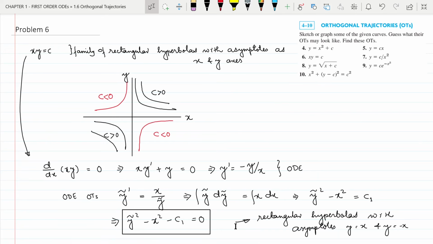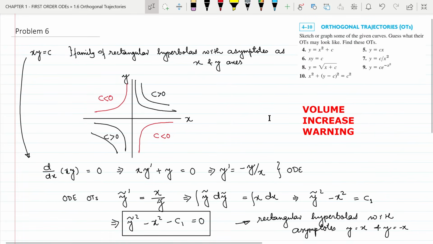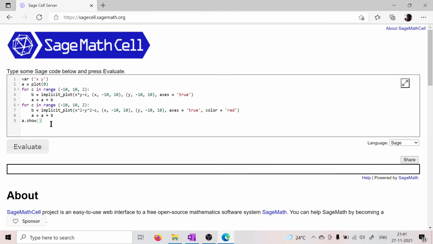Let us plot the graphs of these two families of curves and see what they look like. This program will plot the original family of curves and the orthogonal trajectories. This first for loop will plot the curve xy minus c equal to 0, or xy equal to c, for various values of c starting from minus 10 till 10, but not including 10, with an increment of 2. And this second set of code inside the for loop will plot x square minus y square minus c equal to 0 for the same range of c.